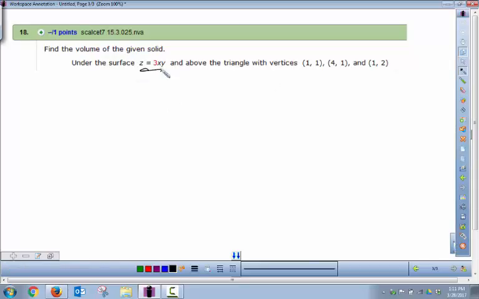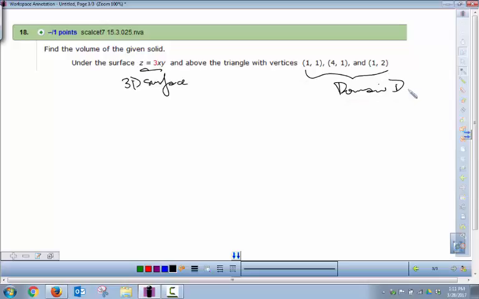So anyways, you figure out your integrand. Your z is already solved for. This is your 3D surface, and your 3D surface is what's going to go inside of the integral. And this is your domain. You're going to integrate over this domain, this two-dimensional domain. So I think the only thing we need to worry about is this two-dimensional domain.